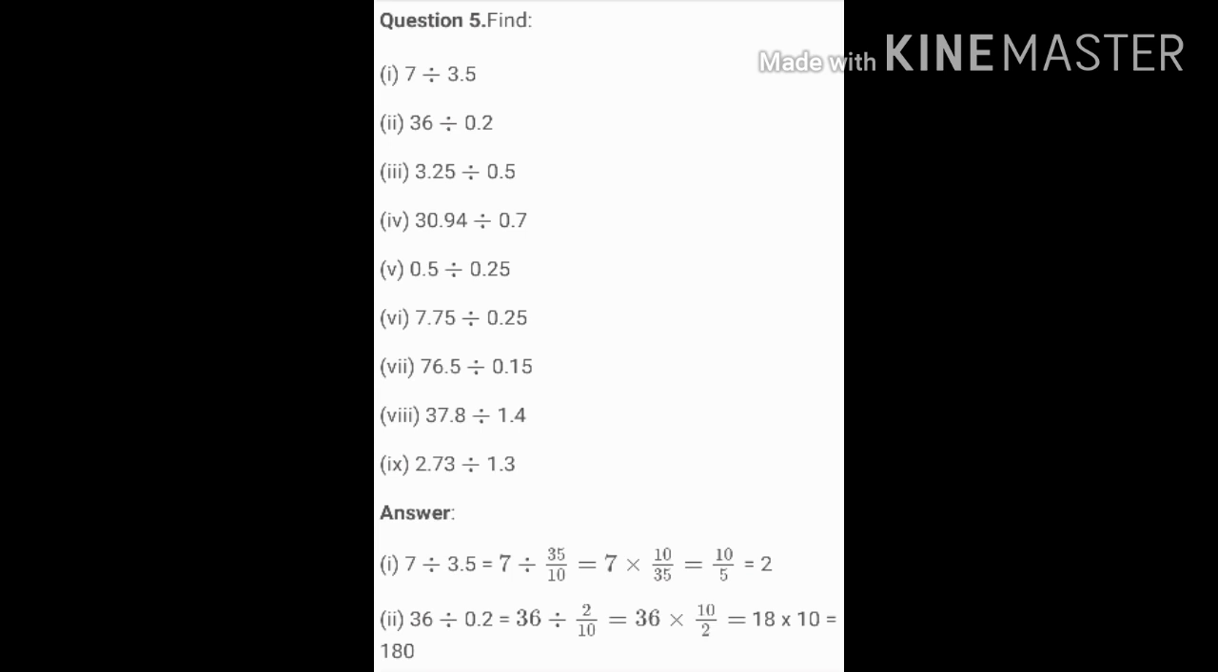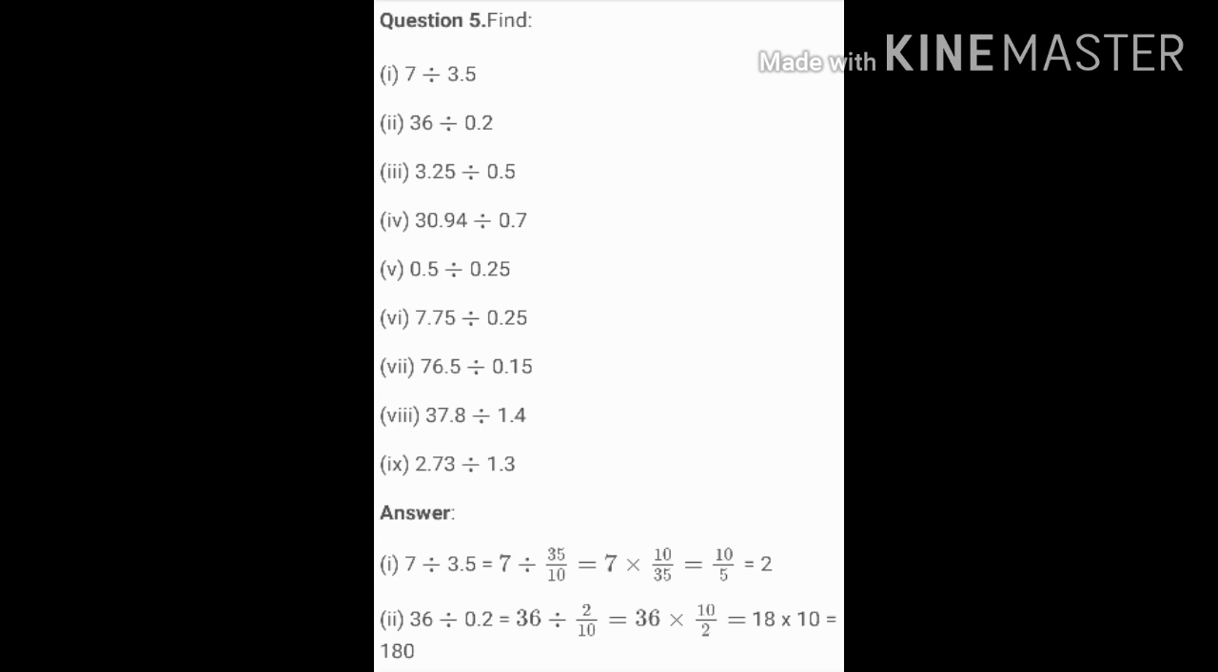Second part, 36 divided by 0.2. Here 36 divided by 2 by 10, as there is one place of decimal, so 0.2 has been converted into 2 by 10. 36 multiplied by 10 by 2, as right hand side has been reciprocated. Then 18 into 10 is equals to 180. In second part, 180 is the answer.